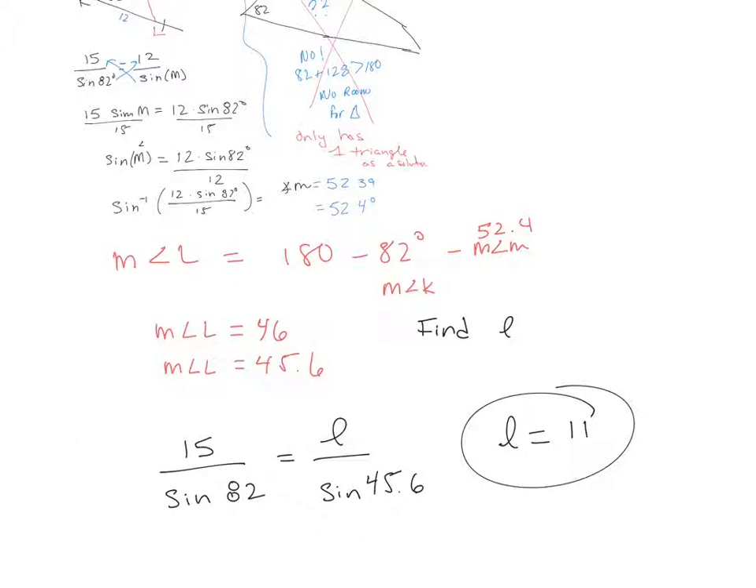And that's it for the ambiguous case of this triangle. There'll be other cases where, if the second triangle is possible, you'll have to go through and find the other pieces for that triangle.